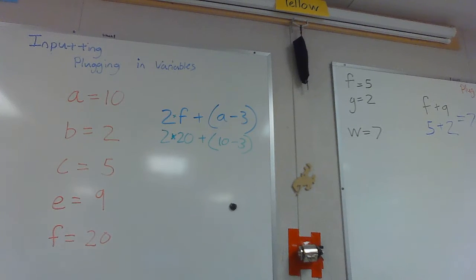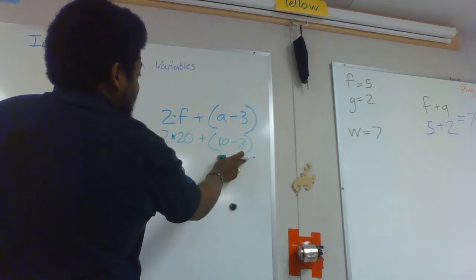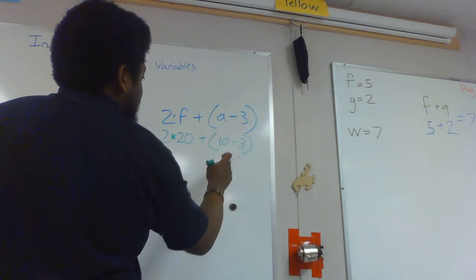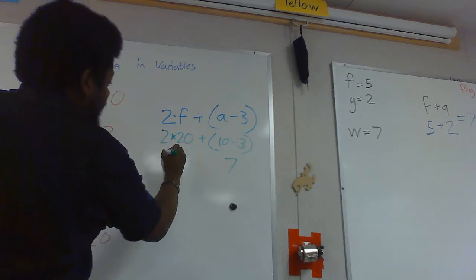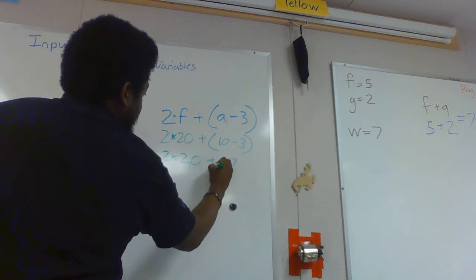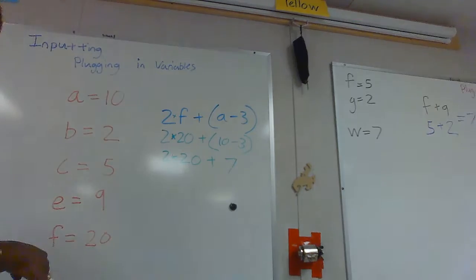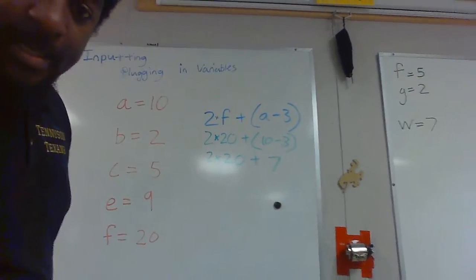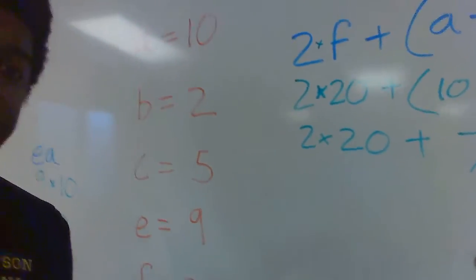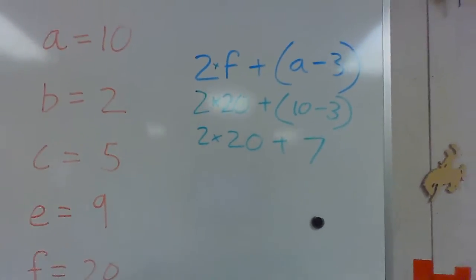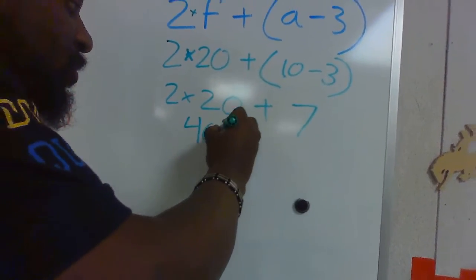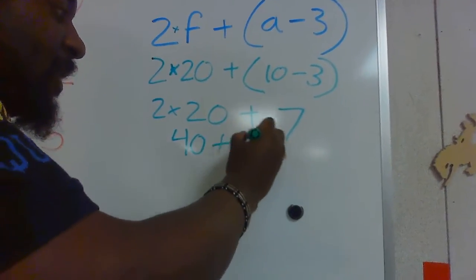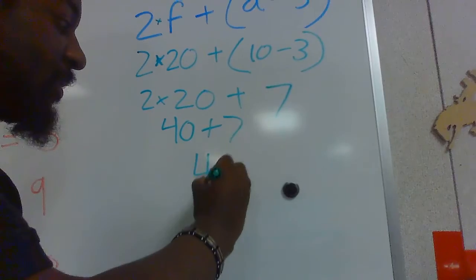Order of operations says we need to do our parentheses first. So 10 minus 3, even though that's subtraction, it's in my parentheses, so I do that first. 10 minus 3 is 7. Now I can bring down my 2 times 20 plus 7. Sorry if that glare is kind of reflecting on that. I have 2 times 20 plus 7. Multiplication comes before addition. 2 times 20 is 40. 40 plus 7 gives me 47.